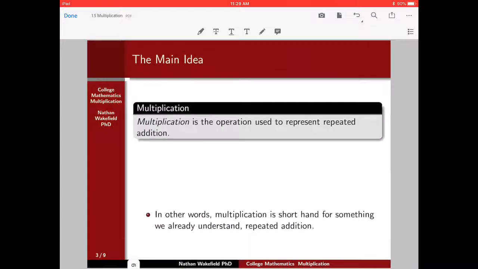So what does that mean for us? Well, that means that multiplication is actually shorthand for something that we already understand, namely repeated addition. So I want to just really hammer in that multiplication is simply repeated addition.